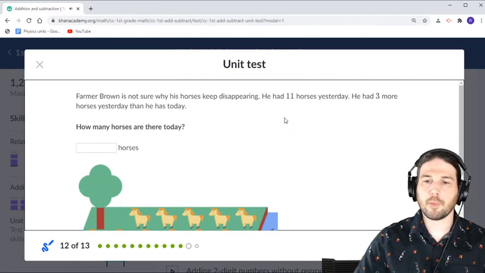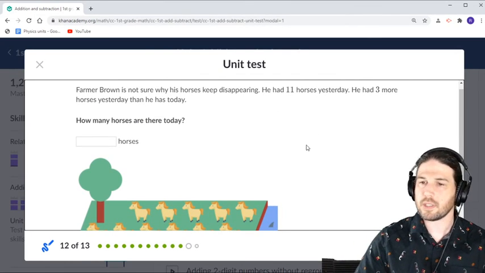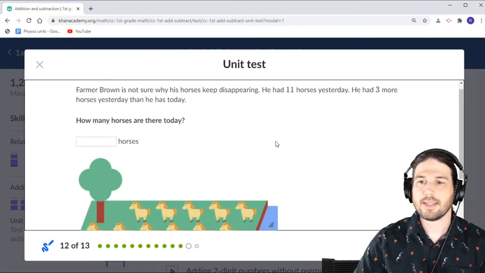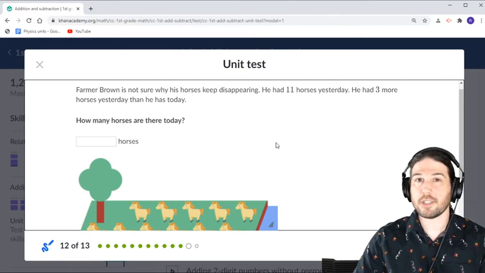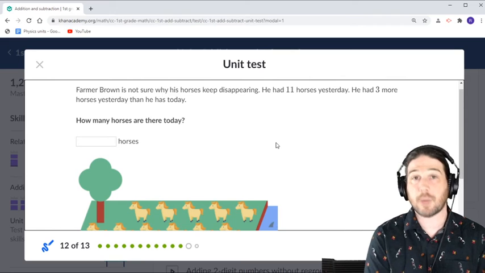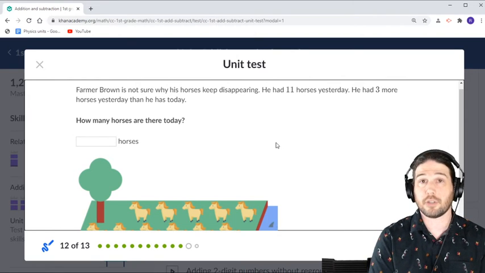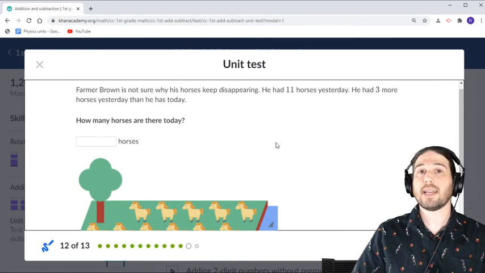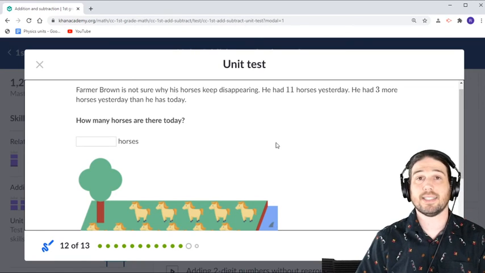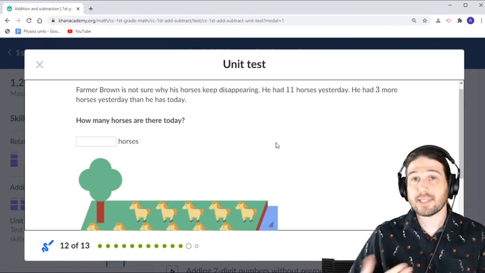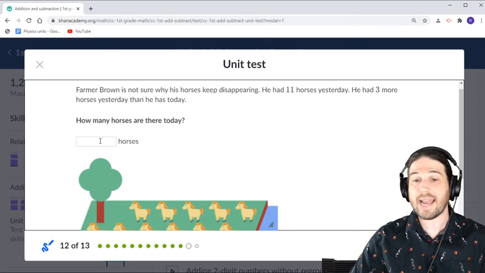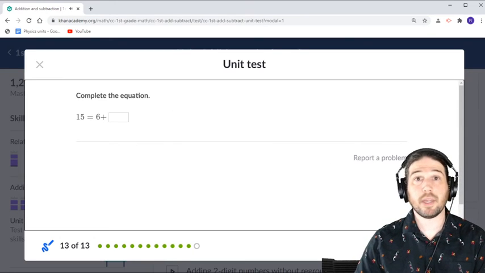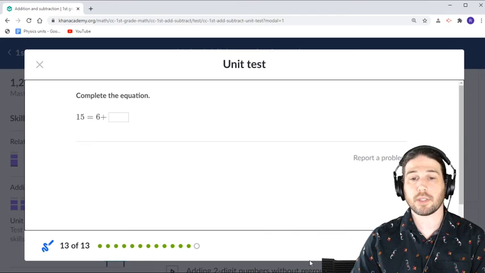2 more. Farmer Brown is not sure why his horses kept disappearing. Probably wolves. He had 11 horses yesterday. He had 3 more horses yesterday than he has today. So you got to kind of parse this one out. This is a little bit of a complicated sentence, especially for a little kid. He had 11 yesterday, and that was 3 more than he has now. So to translate that, that means that he now has 3 less than he did yesterday, which makes sense because it says that his horses keep disappearing. So our answer is 11 minus 3 is 8 horses. Stop being afraid of word problems, you cowards.